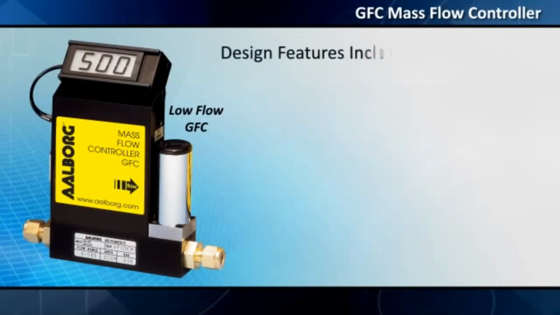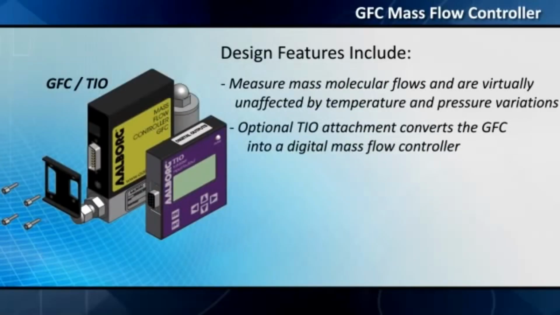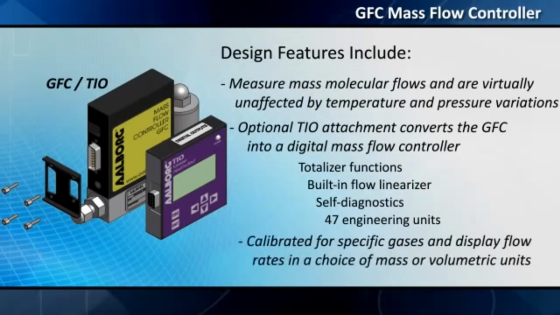Design features include: GFC mass flow controllers measure mass molecular flows and are virtually unaffected by temperature and pressure variations. The optional TIO attachment converts the GFC into a digital mass flow controller with totalizer functions, built-in flow linearizer, self-diagnostics, 47 engineering units, and other features. Mass flow controllers are calibrated for specific gases and display flow rates in a choice of mass or volumetric units.